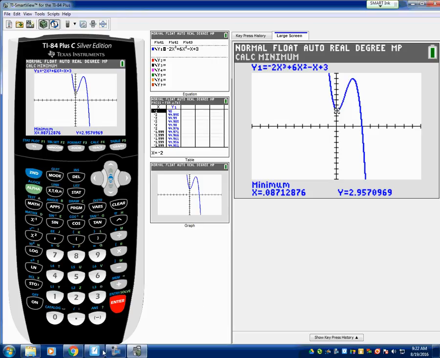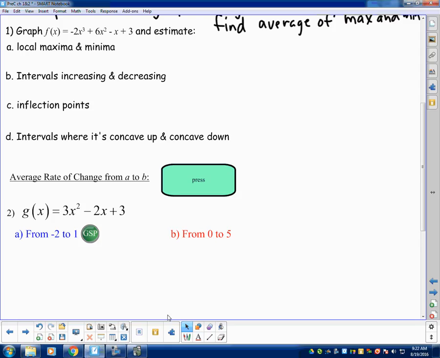I'm going to write down x equals 0.087 as a local min. The min, x equals 0.087. We'll take it to the nearest thousandth. And then I'll find my max, going through the same process. So now that you know how to find zeros, this is pretty similar to that, right?